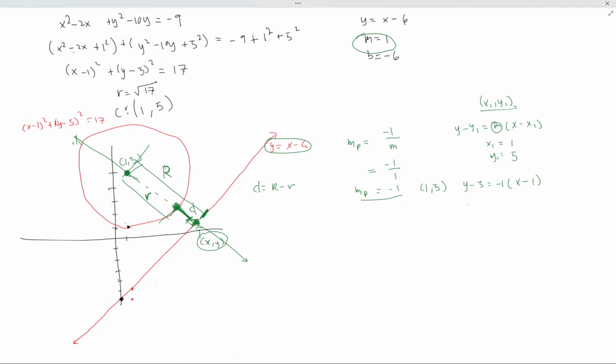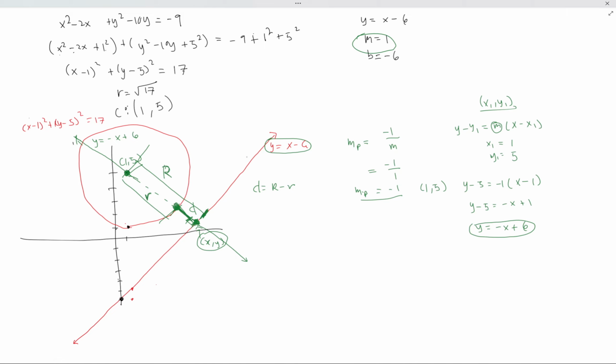Now simplifying, this will become y minus 5 equals negative x plus 1. Transposing to the other side, this will become minus x, then 1 plus 5, that will become positive 6. So therefore, the equation of this line is y equals -x plus 6. Now this is a lot similar to the previous one. It just flipped its signs to be on the other side.